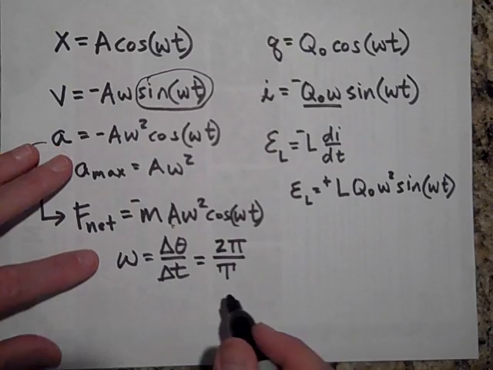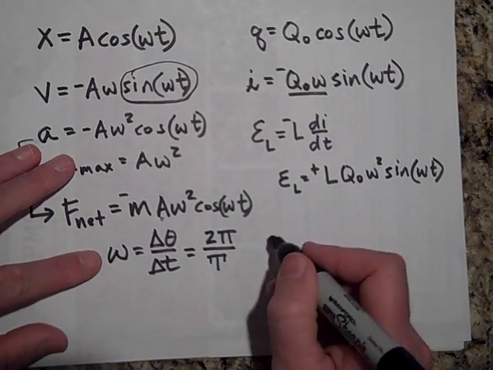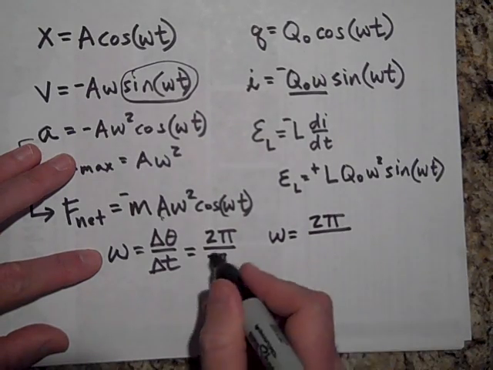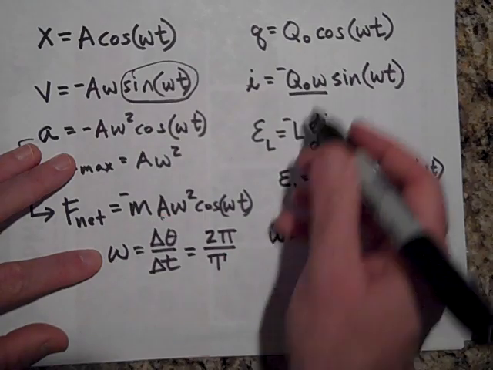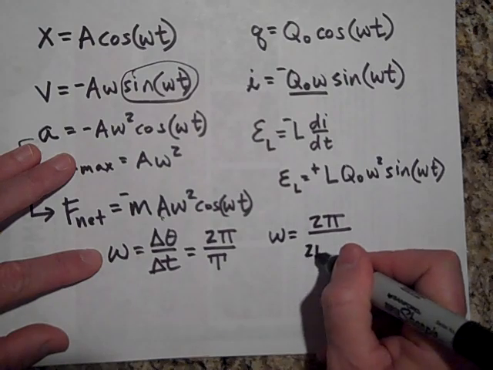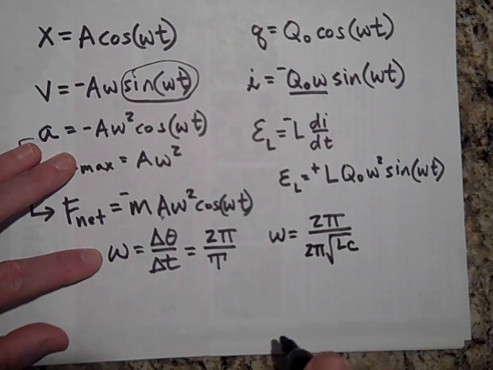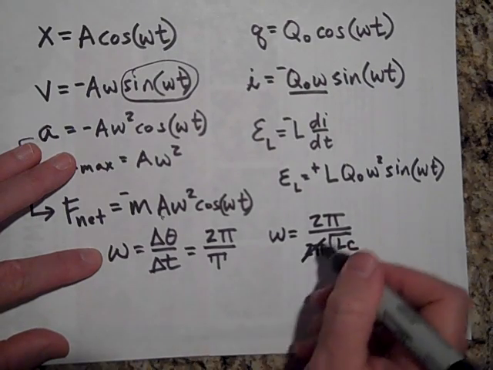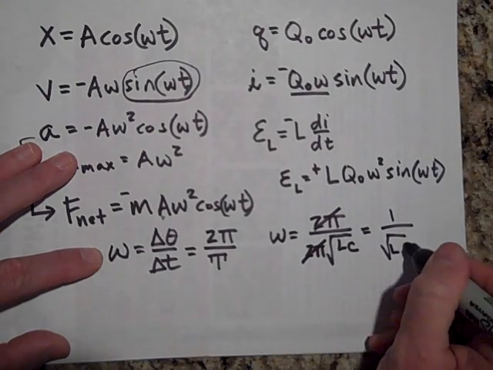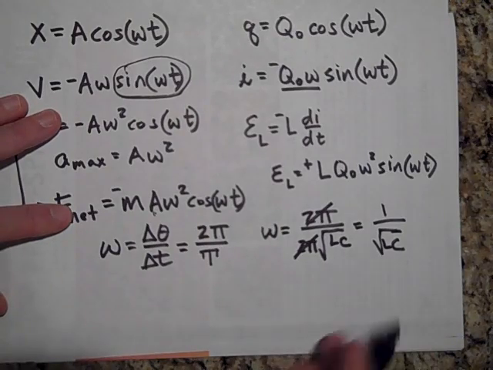So if I wanted to figure out what the equation for omega was, it would be equal to 2 pi divided by the period. For this system, the period is 2 pi times the square root of LC. So omega, it looks like, is equal to 1 over the square root of LC. I'm not writing too well today, but that's a square root of LC there.